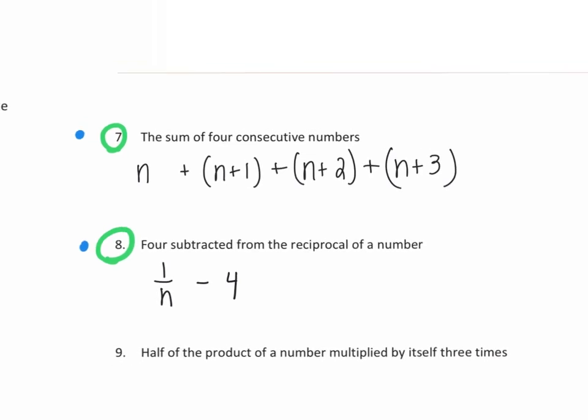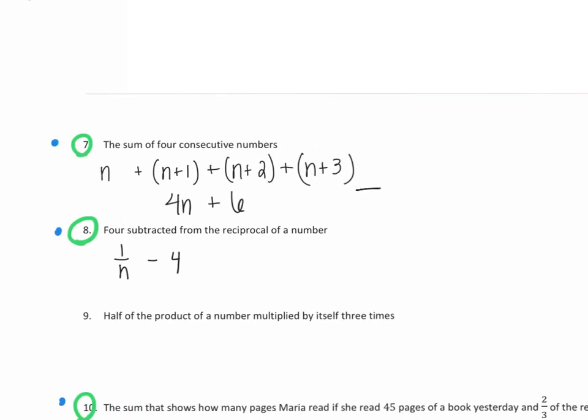So I'm adding 4 consecutive numbers. It doesn't tell me what the numbers are. I use the variable n. You could have used any variable. I have n plus 1 plus n plus 2 plus n plus 3. If I simplify this, I would have 4n plus 3, 4, 5, 6. Now even when I simplify this, you can see there is no exponent attached to this variable, so this is linear.